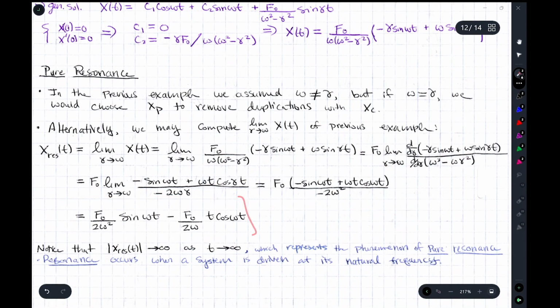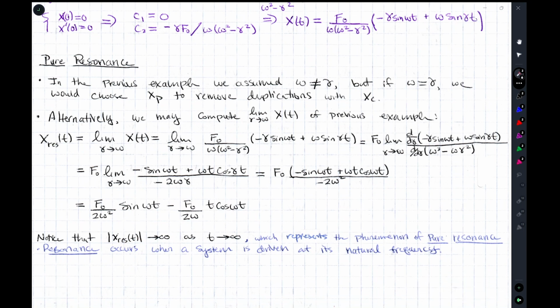And now look at this term here. This term grows linearly with t. As time goes on, this just keeps getting bigger and bigger. This is telling you that the amplitudes are getting larger and larger. The absolute value of this goes to infinity as t goes to infinity. That phenomenon is called pure resonance. We don't even have a damping term here.